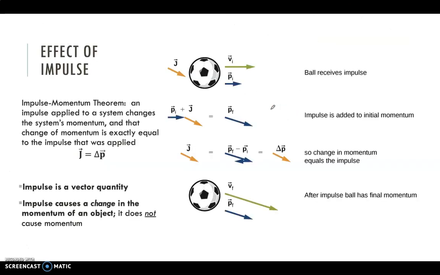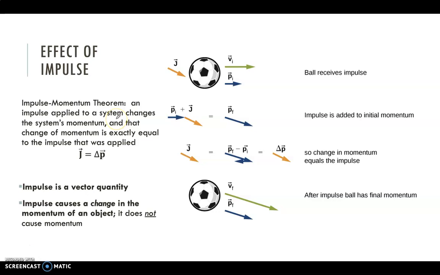All right, so let's now look at the effect of impulse. There is a theorem called the impulse-momentum theorem, and it states that an impulse applied to a system changes the system's momentum, and that the change of momentum is exactly equal to that impulse that was applied. So that's what we said earlier: impulse is equal to the change in momentum.